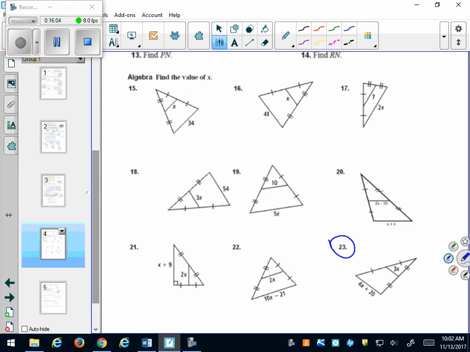but let's do 20 together. Remember, 2 times the midsegment equals the parallel side. So 2 times midsegment is 2x minus 10 equals x plus 4. Distribute and solve. Okay, we're just finding the value of x.